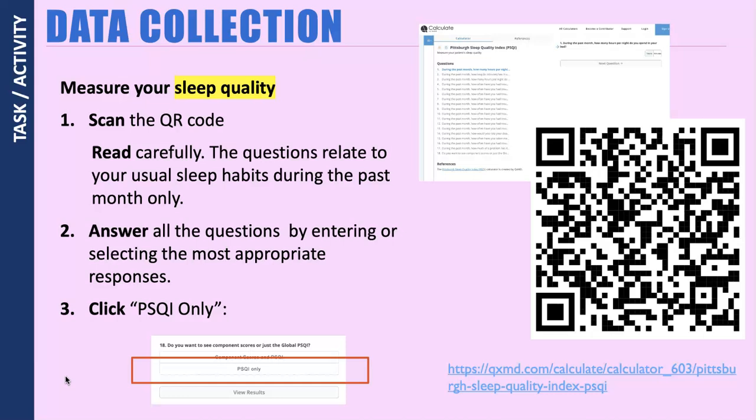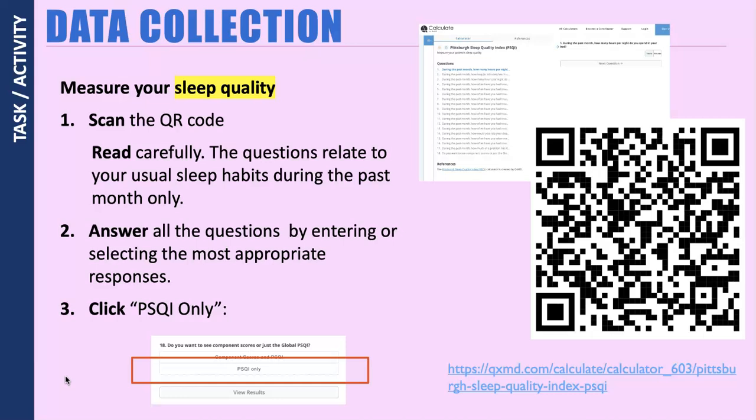We are now going to measure your sleep quality. To do this, you will need to click on the link on the screen or on QLearn and go to the website shown. Read each question carefully. This is asking about your usual sleep habits during the past month. So if one day you've maybe performed more or less than the question asks, discount that. We want to know in general what is the most representative of your behavior over the last month. Answer all the questions by entering or selecting the most appropriate response.